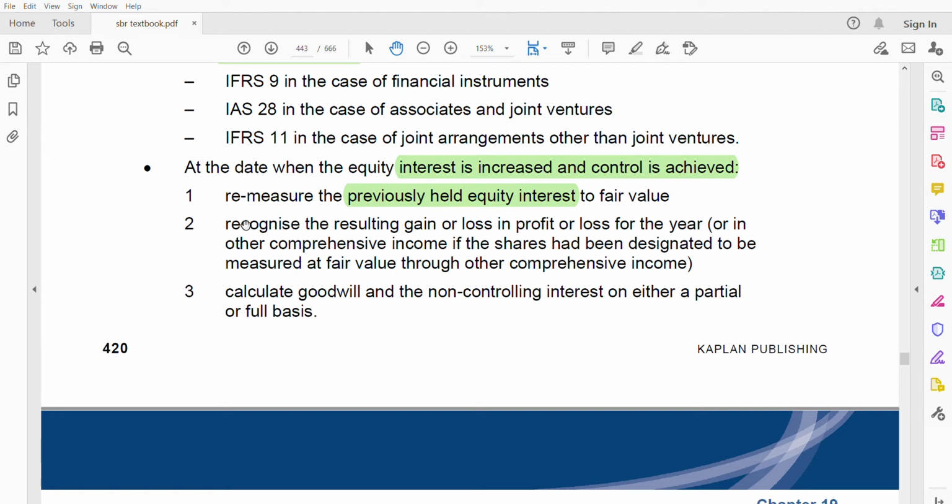Second, recognize the resulting gain or loss, okay? Because there will be a change in fair value, so you will be having some gain or loss. That gain or loss will be recorded in the profit and loss or in other comprehensive income. It could be recognized in other comprehensive income only if the shares have been designated to be measured at fair value through OCI. This can only happen under IFRS 9. Under IFRS 9 only this can happen.